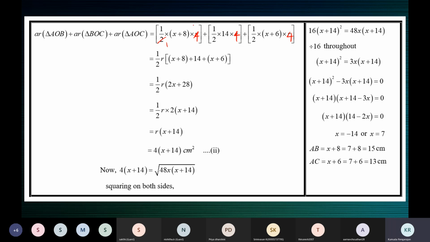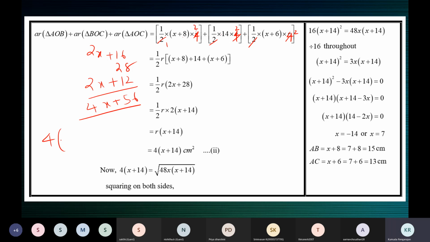Now you should multiply. 2 into x is 2x. 2 into 8 is 16. So 2x plus 16. Then here, 14 twos are 28. Here, 2 into x is 2x plus 2 into 6 is 12. So you get 4x plus 56.